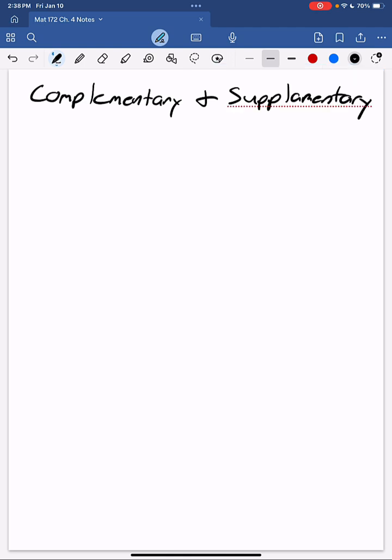Okay, so complementary and supplementary angles. Did I spell that? No, I spelled this. There we go. Oh, even nicer. All right, so complementary and supplementary angles.